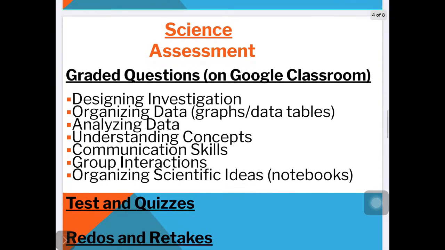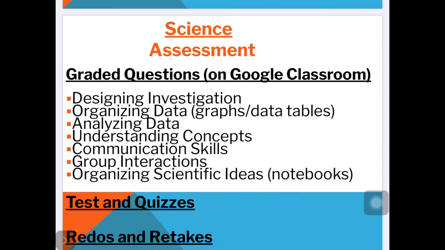So how do I assess the students this year? Well, I use these graded questions and they're all done on Google Classroom for the most part, but I break it down into different components. I will grade the kids on designing an investigation, how well they organize their data into graphs and data tables, how well can they analyze data. I would say that was probably my biggest one. I really want these kids at the end of the science year to understand how to look at data and make sense of it and figure out what it's trying to tell us.